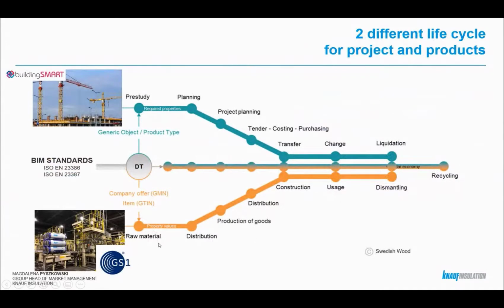So probably for those who have seen the presentation last year of Christer Green from Sweden Wood, we showed this slide already, but this is something which is the most important to understand, that there are two lines. One line is really for the construction, showing the process in the construction from pre-study, planning, tender, transfer, change, and liquidation of the building. And we have something similar as a process from our production, which is how we get the raw materials, distribution, construction, usage, dismantling. We see that there are a lot of points where we can exchange information.